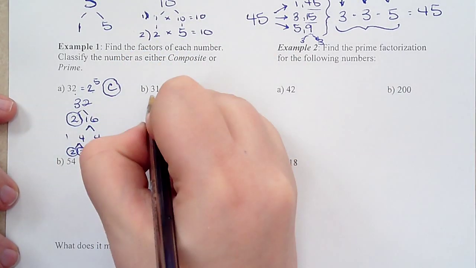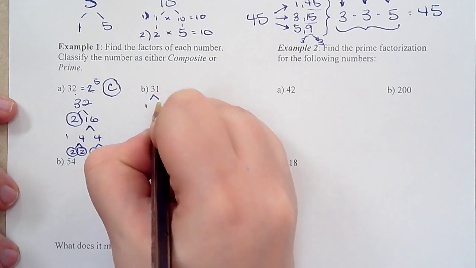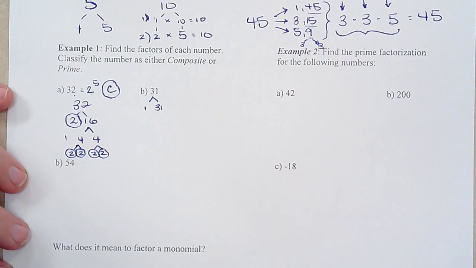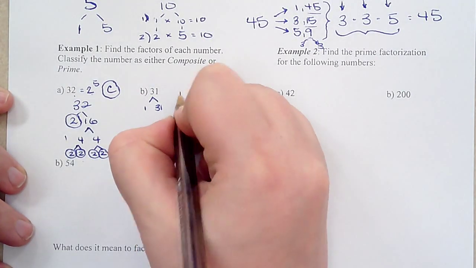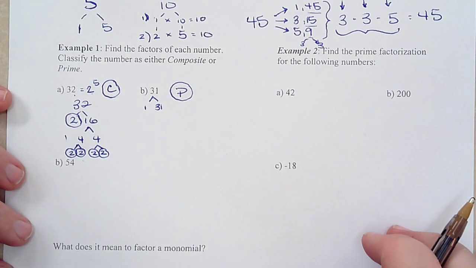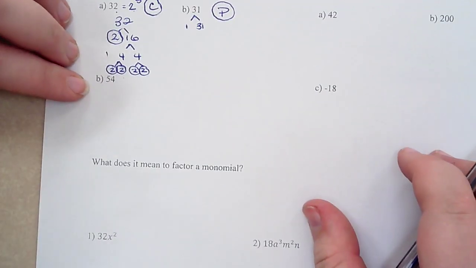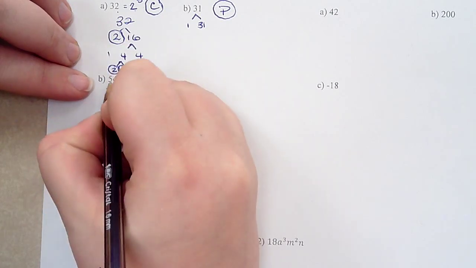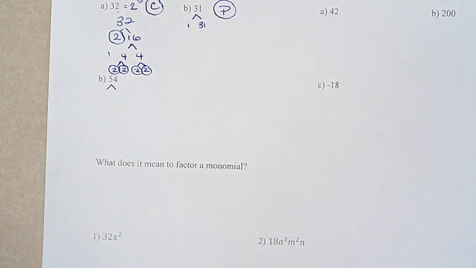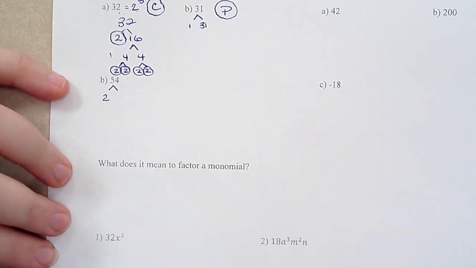However, if we look at 31 and try to break it down in the same way, we see that 31 isn't divisible by any numbers except for 1 and itself. So this one would be considered prime. What about the number 54 then? Well, can we break it down into the tree? I try to find the smallest number I could possibly divide it by. I see that's 2.